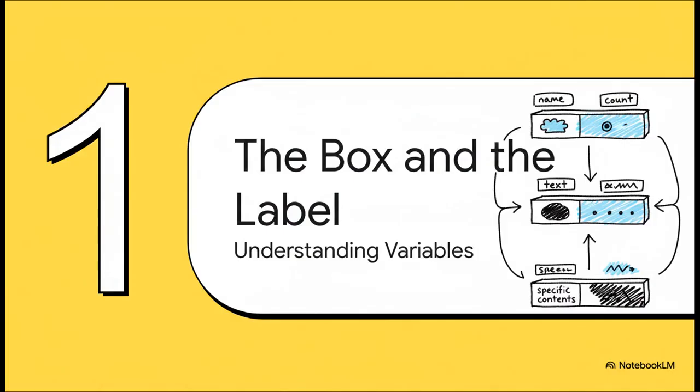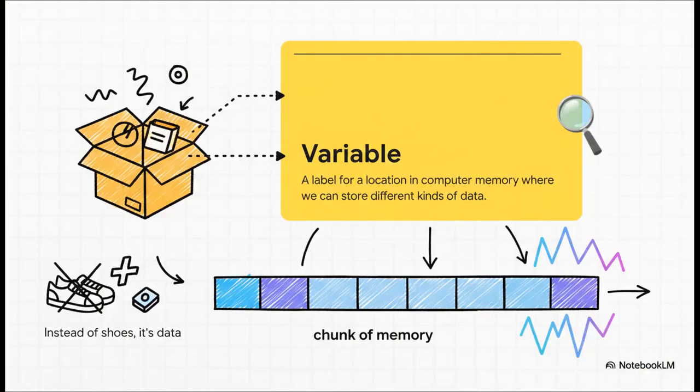See that whole labeled box thing? It's the perfect way to think about how variables work in Python. It's really just about storing information in a way that you can find it again in a snap. Okay, so let's get a little more technical for a second. In the world of programming, a variable is basically just a label we stick on a location inside the computer's memory. So instead of a cardboard box, think of it as a tiny chunk of memory.